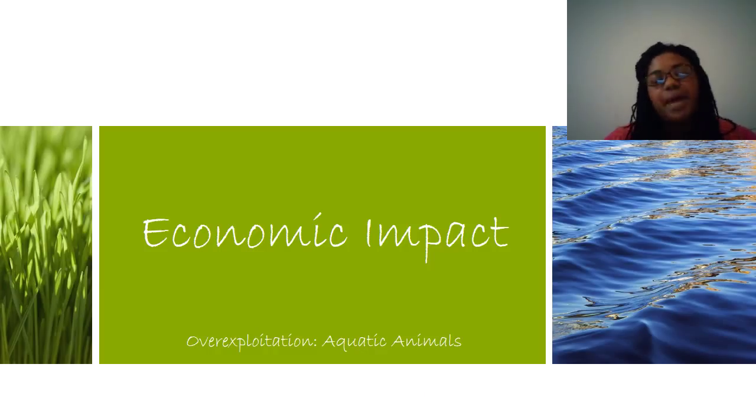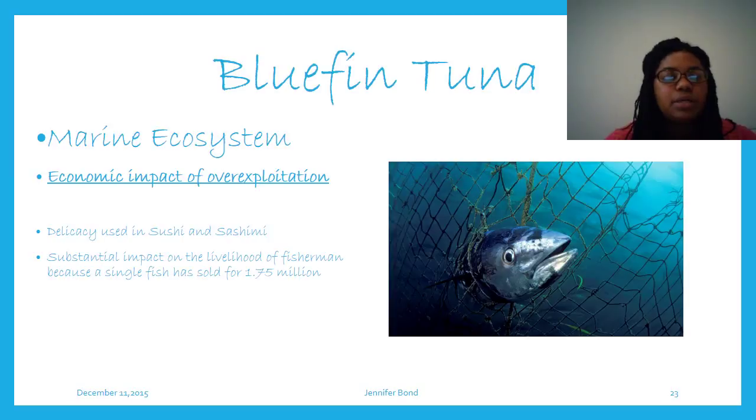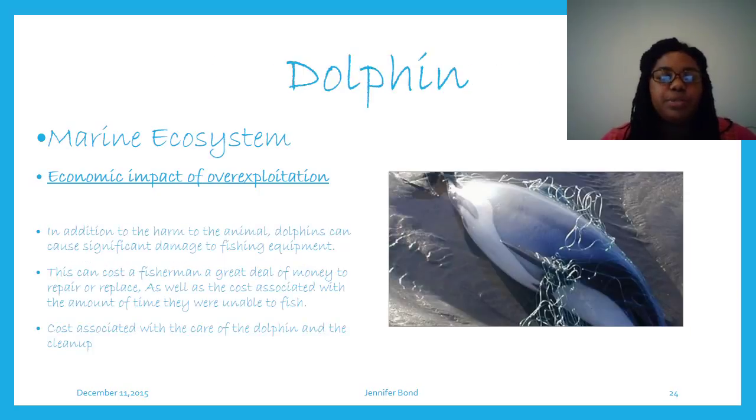The economic impact of overexploitation of aquatic animals. Start again with the bluefin tuna. It's a delicacy that's used in sushi and sashimi. It has a substantial impact on the livelihood of fishermen because a single fish has sold for as much as $1.75 million. In addition to that, it's a staple in the human diet. So not having these species around is going to be a very big issue.